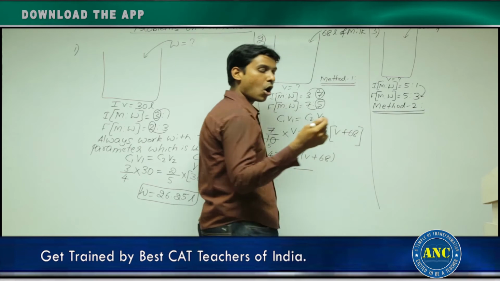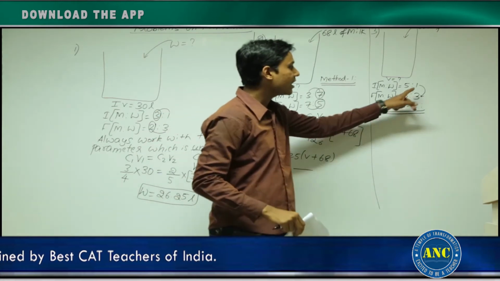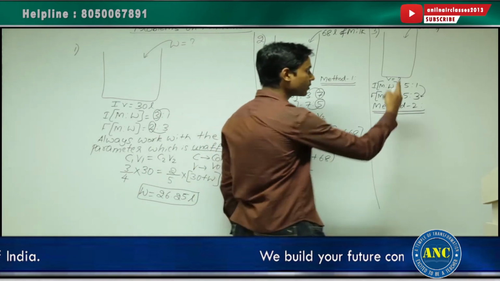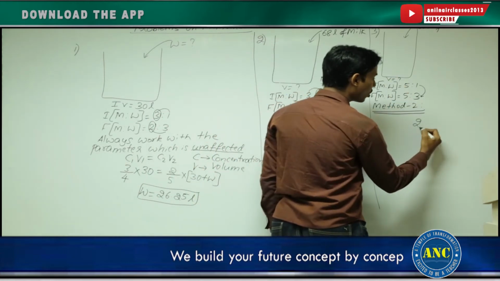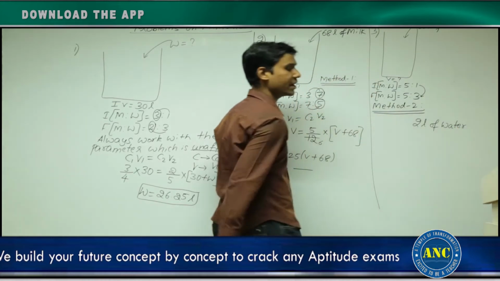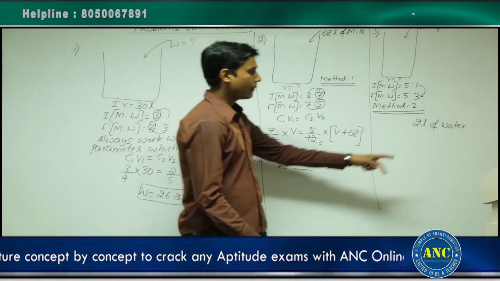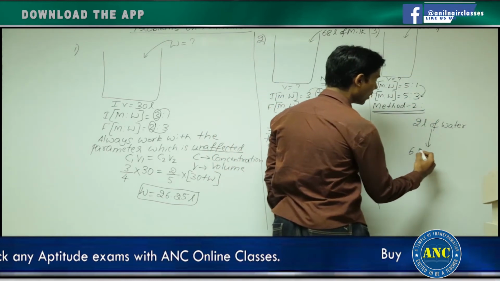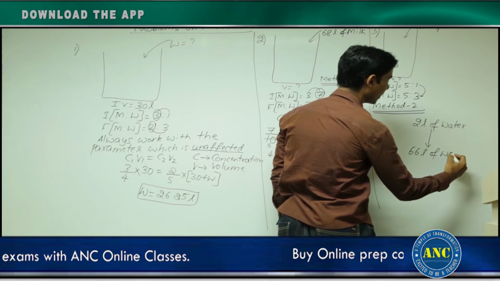That means how much water you added? 1 liter is becoming 3 liters. You added 2 liters of water. That means according to the ratio, 2 liters of water is added. But according to the question, 66 liters of water is added.